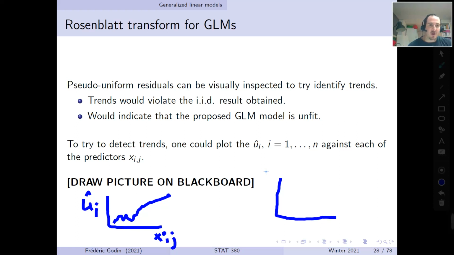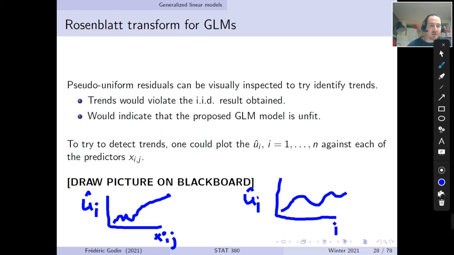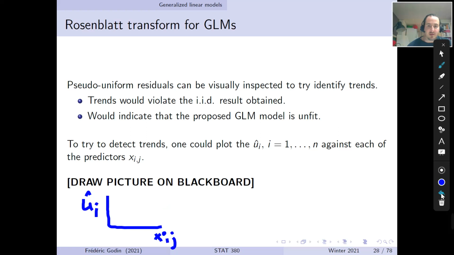Conversely, you could try to look at the time evolution of residuals. So if you have something like this, for example, this is i, this is ui hat. If you have a pattern like this, this means that clearly there's some form of autocorrelation. The value of u for a given i is clearly correlated to the value of u_{i-1}. So here the next value of u strongly depends on the previous one. So if you have something like that, this is clearly a trend also, and this violates the assumption, the result that the u's are IID. So trends like this would entail that the GLM model is not suitable to represent your data.